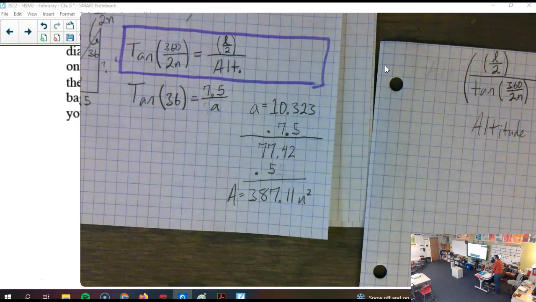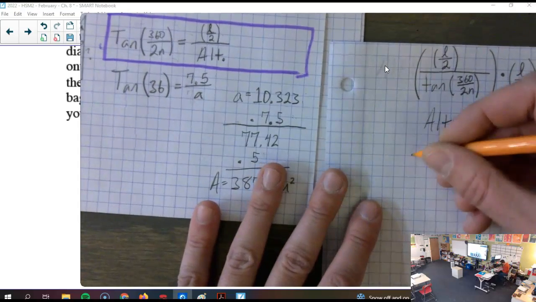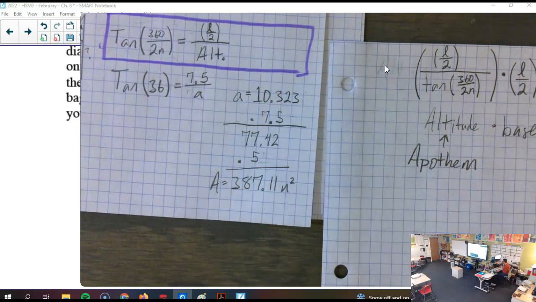Oh, by the way, because it's inside of a polygon, from the center of the polygon, if you would like to write down this fancy word, the altitude is actually called the apothem. I forgot about that vocab word. Jake, what do we call the altitude? The apothem. Why do we call it that? Because it's coming from the center of a shape, perpendicular to the edge.